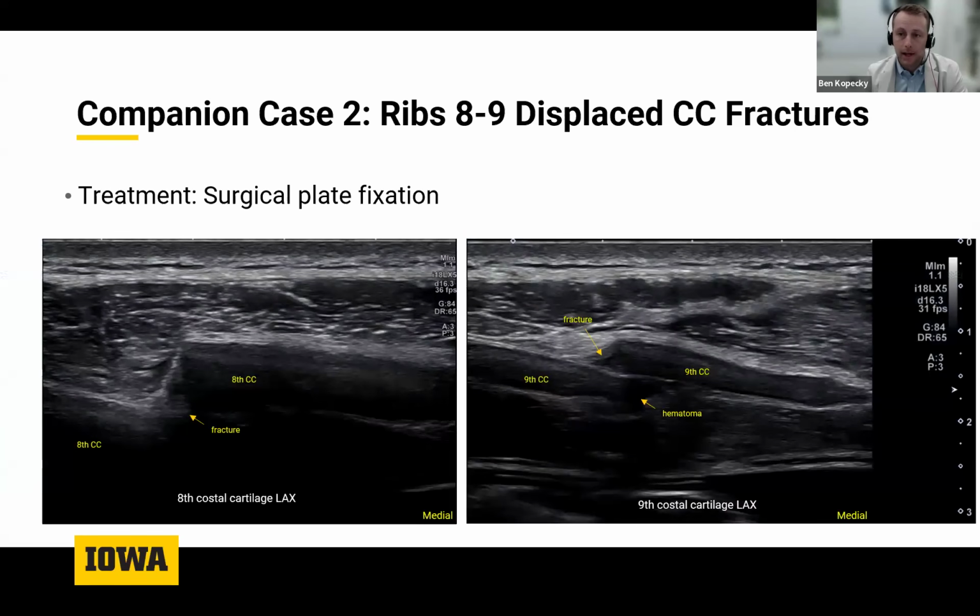So this second companion case is on the more severe end of the spectrum. This was a college wrestler who had a displaced rib 8 and 9 costal cartilage fracture. And this athlete was in so much pain that they required nearly immediate surgical plate fixation. And this was a season-ending injury for them.